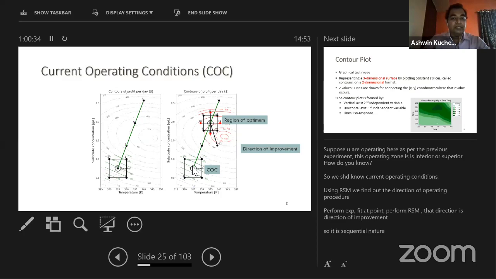When I start with this, there were steps in our design of experiment. We said that once you get the data, start analyzing it. Don't wait for anything. Don't wait for the other data.